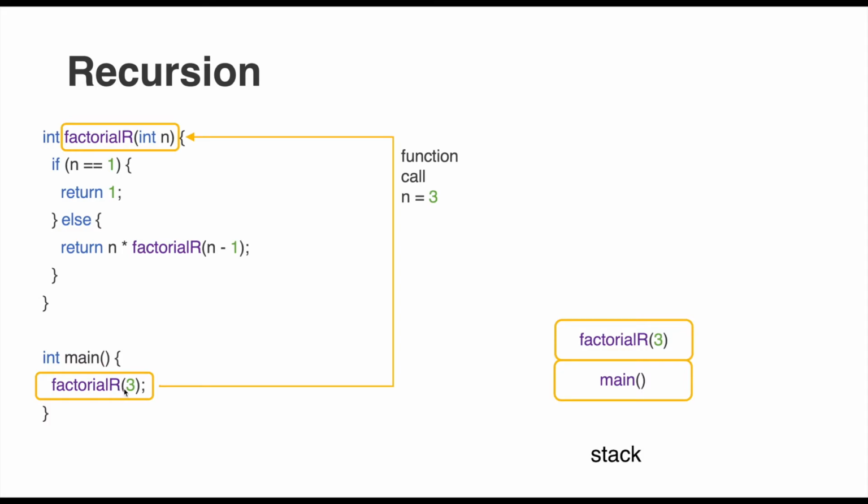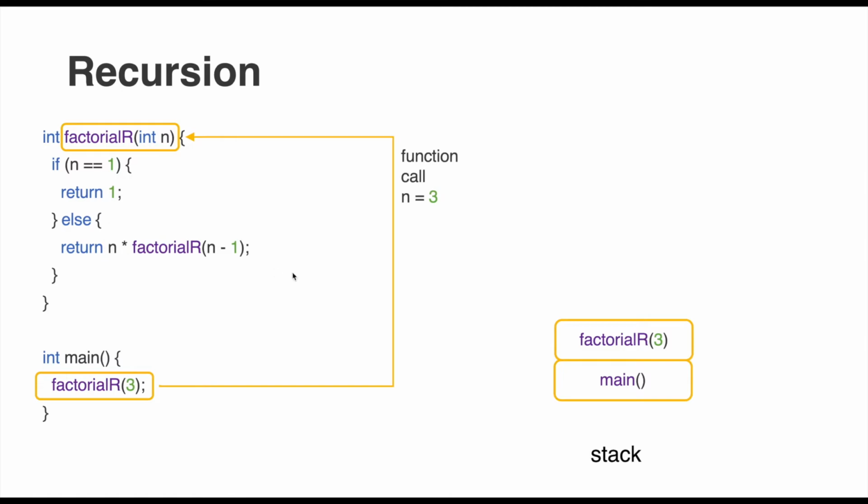The next thing that happens is the value of 3 is passed to the function, factorial r. That processing starts to happen. So once the value's been passed to the function, the condition statements are checked. So first, if n equals 1 is checked. Now n is actually 3, so this condition is going to be false, and so we'll jump to else and execute the code that's within the else block. And so the code here is return n times factorial r of n minus 1.